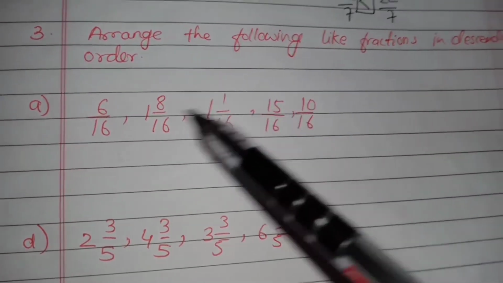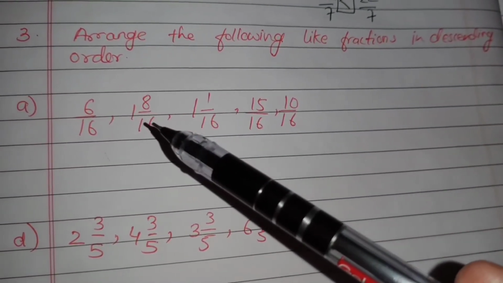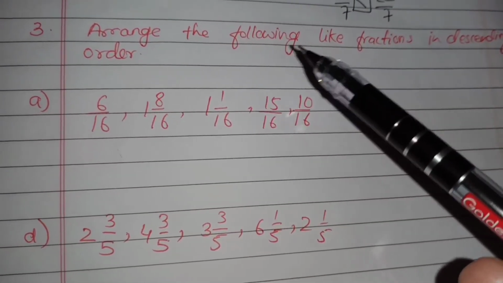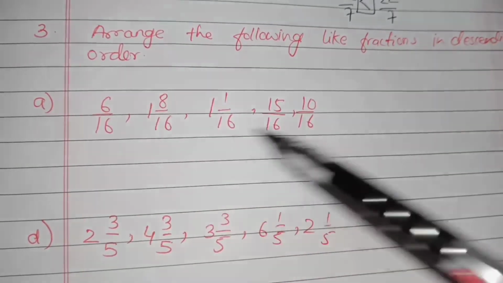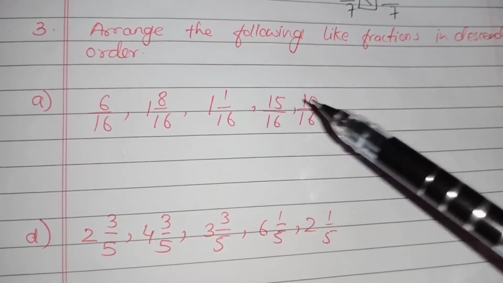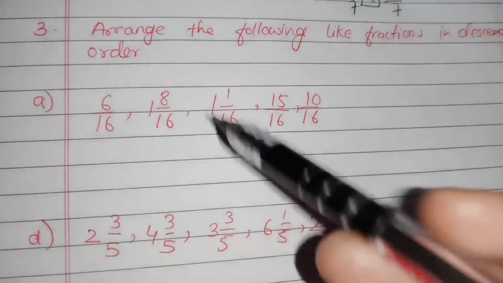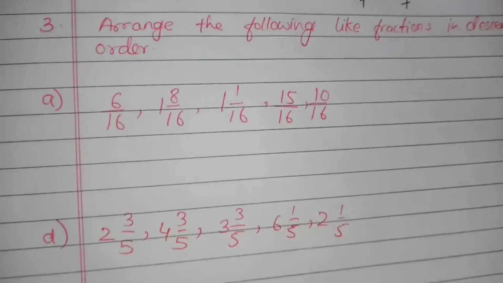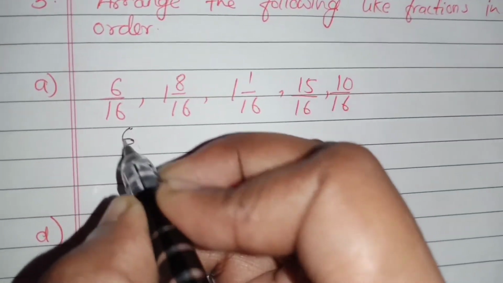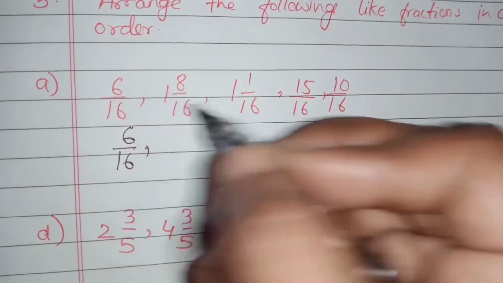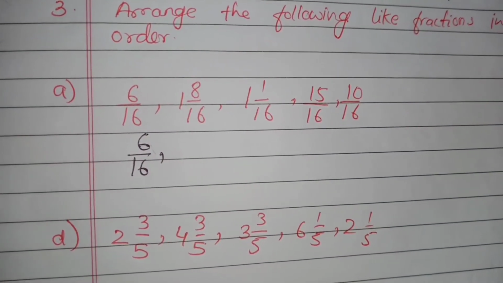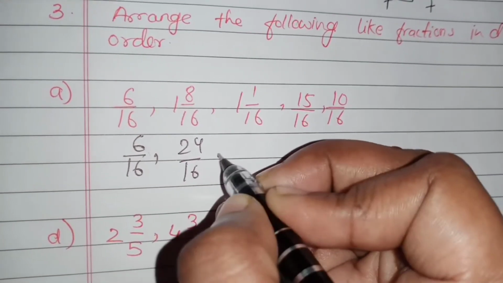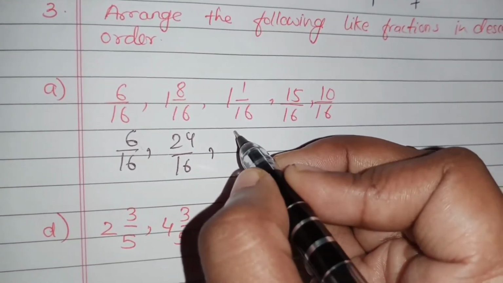So here we have to arrange this like fraction in descending order, from big to small, and this one is very easy also, because you can see this is a like fraction, your denominator is the same. Just you have to see the numerator and arrange. But you can see a mixed fraction is there. So first we'll convert this mixed fraction to improper, then only we can do this. Let us convert this first. 16 1s are 16, and 16 plus 8 is how much? It is 24. Right. 16 1s are 16 plus 1 is how much? It is 17.